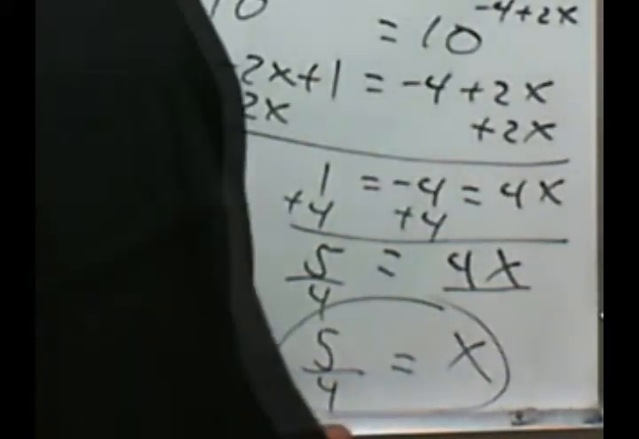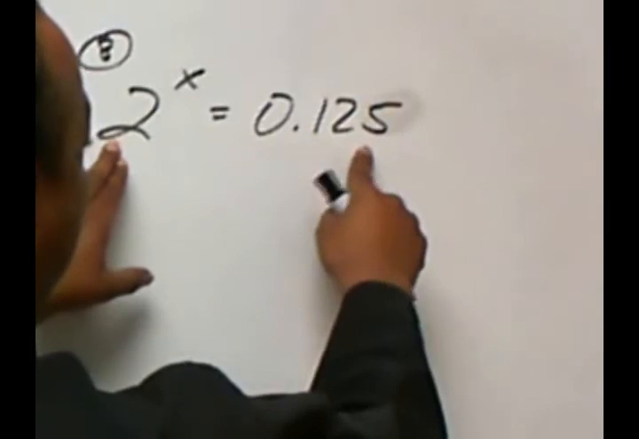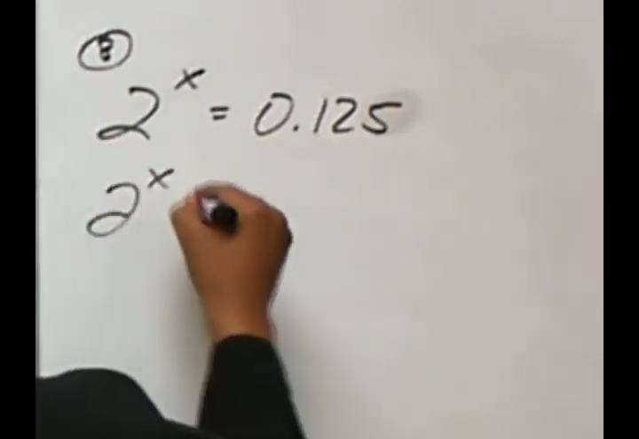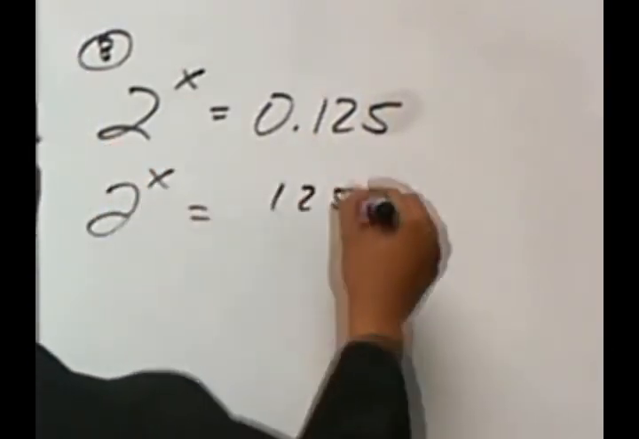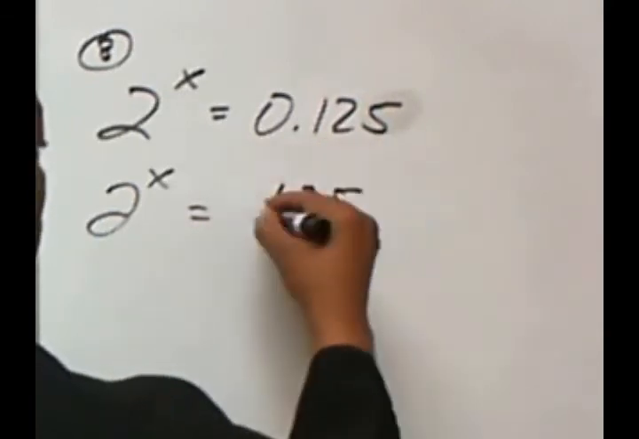Number 8. I have a base of 2 and a base of 1.25. I want to convert this into a fraction. So this will be 2 to the x equals 125, and 3 decimal places represents 1,000.